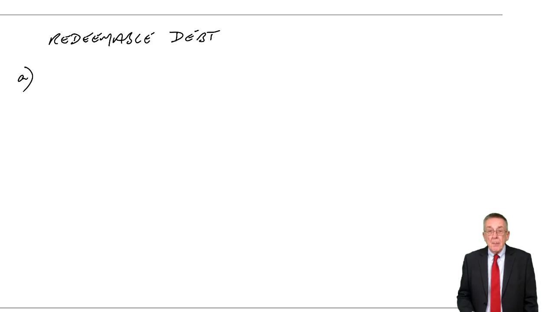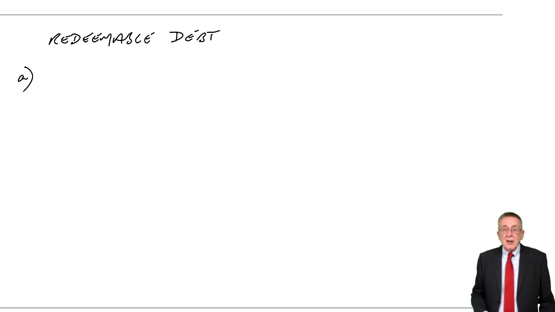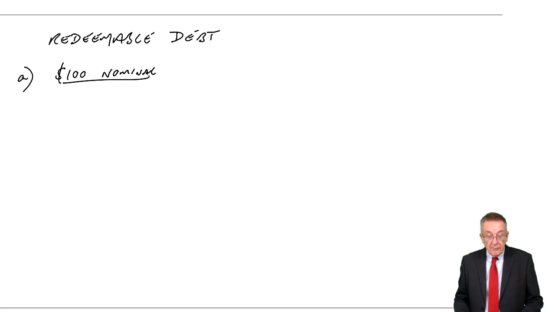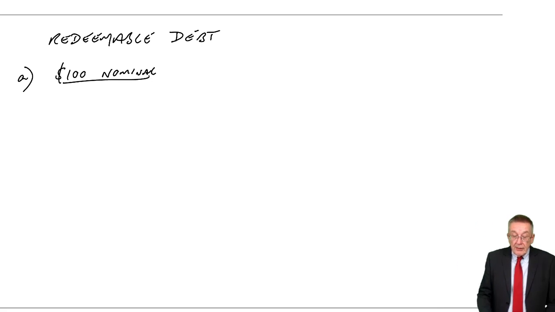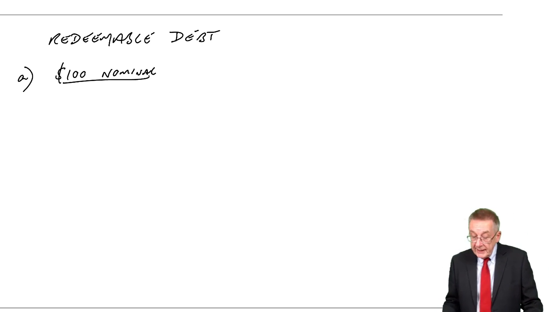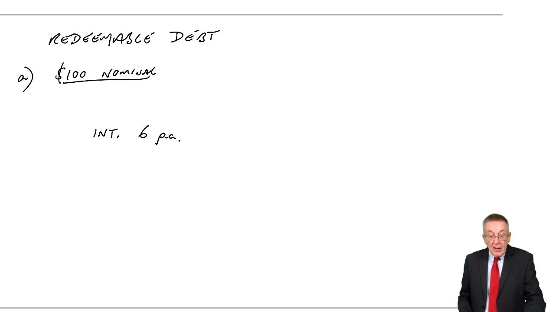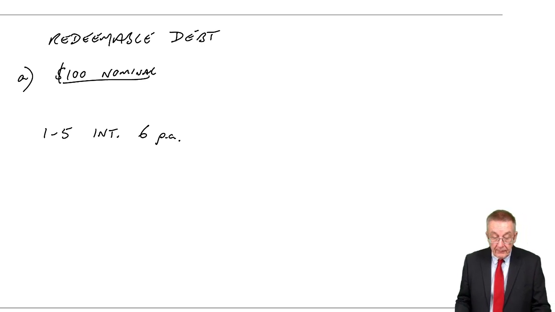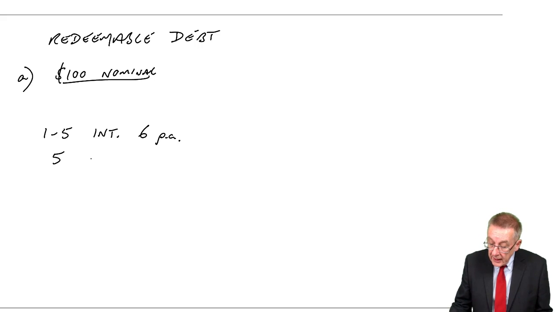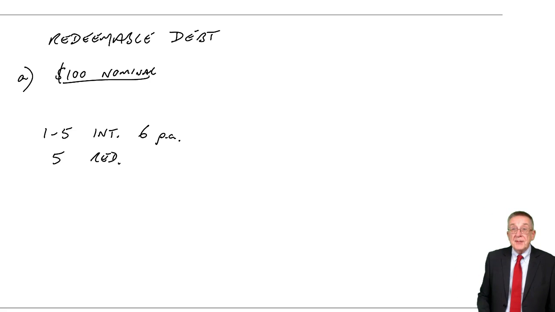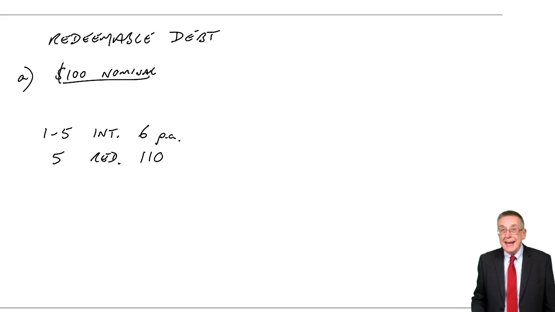Well, for part A, what are the investors' required return? What is the investors' expected receipts? On $100 nominal, they're expecting to get a coupon rate, interest of $6 a year for 5 years' time until redemption. And then in 5 years' time, they're expecting the redemption on $100 nominal. If there's a premium of 10%, they're expecting 110.